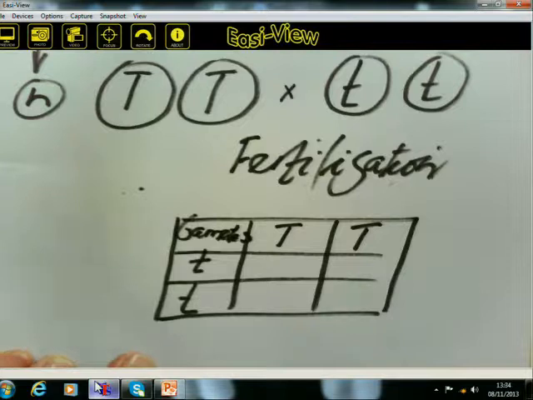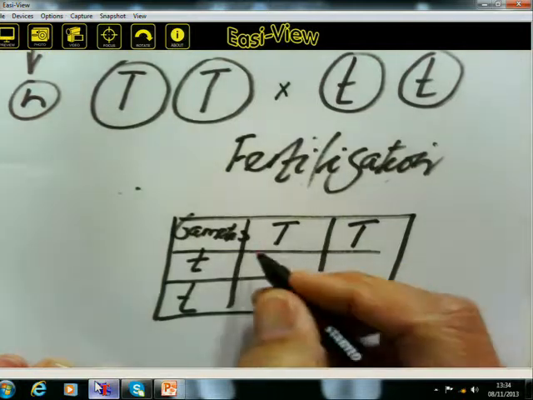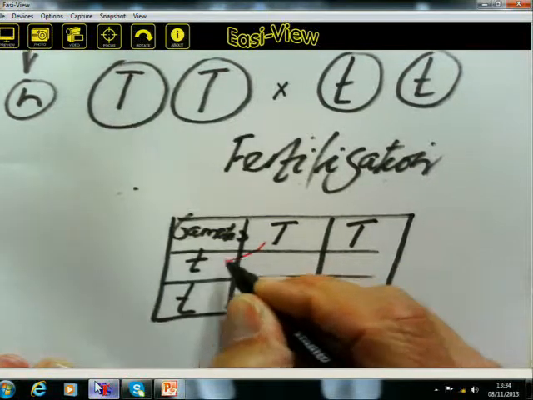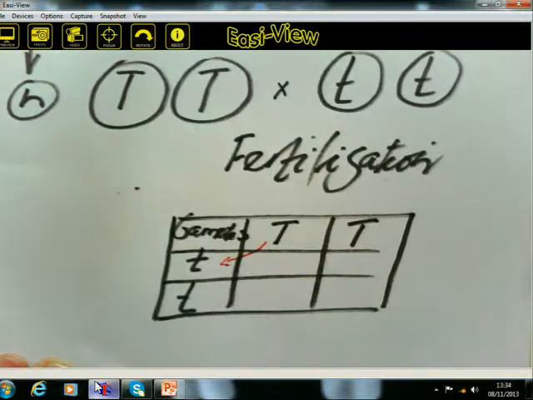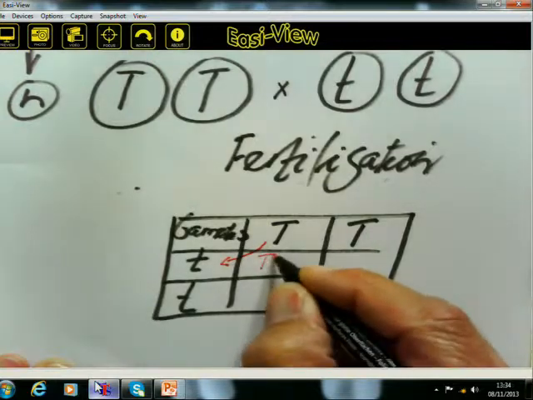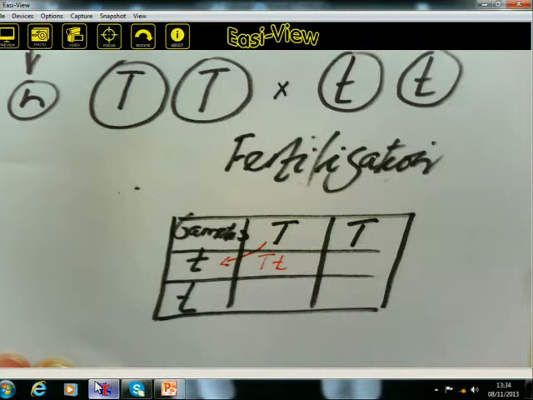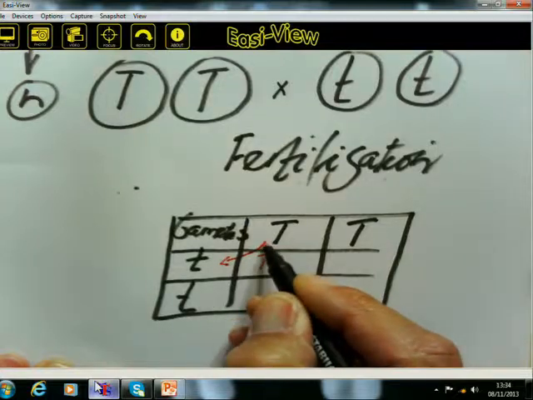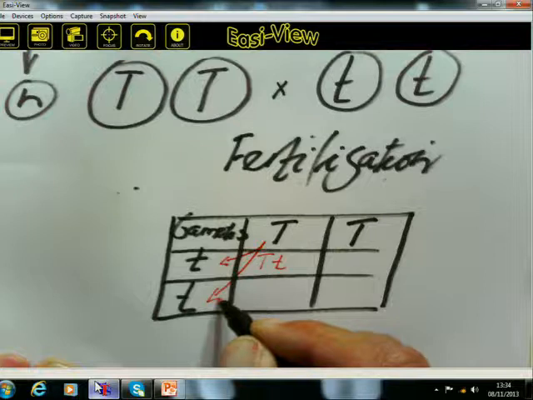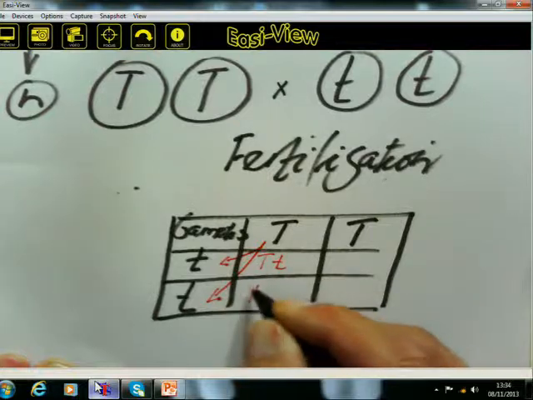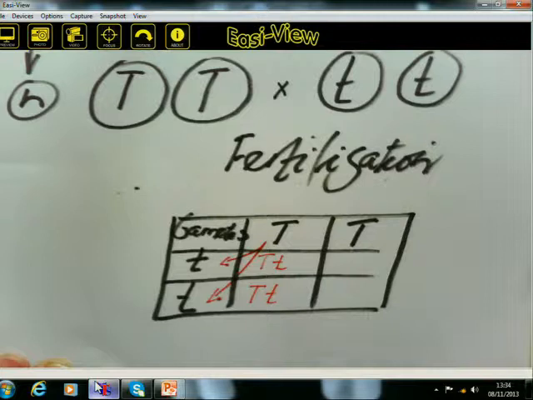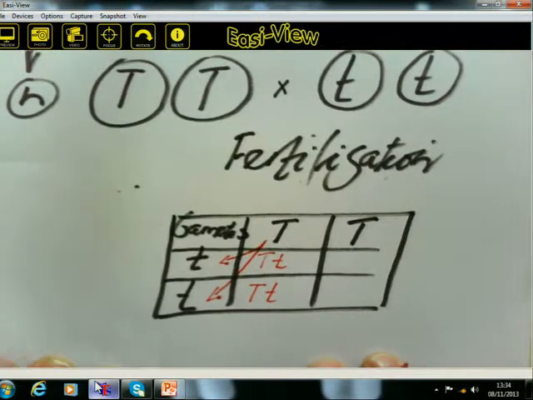And bear in mind what I've just said, that this gamete has an opportunity to fuse with that gamete. That is a possibility. If that happens, the combination will be a capital T, small t. But it also has an opportunity to fuse with that one. And you will find that the same type of genetic combination is formed.